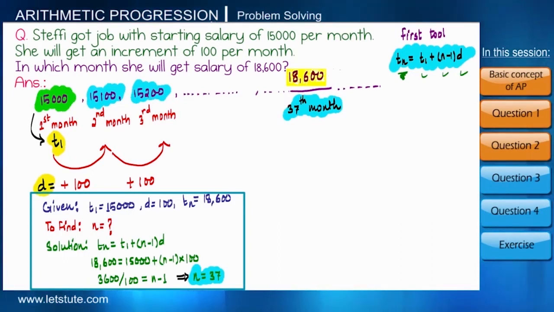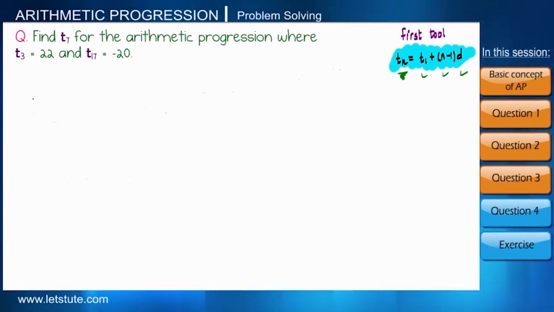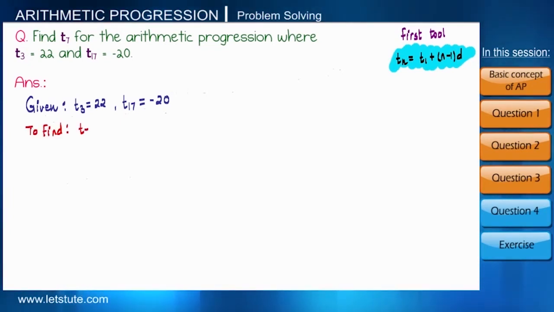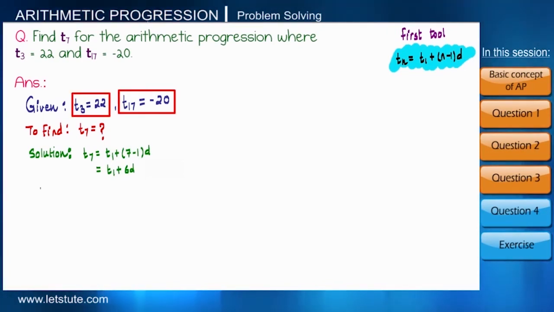So let us move to the next situation. Here it says the third term of an arithmetic progression is 22, that is T3 equals 22, and the 17th term is minus 20, and we have to find the 7th term, that means T7. We know that any term of the sequence can be written in the form of the first term and the common difference. So even T7 can be written as T1 plus 6D. That means if we have to find the value of T7, we should know T1 and D. And we have to find T1 and D from the given two values, that is T3 and T17.